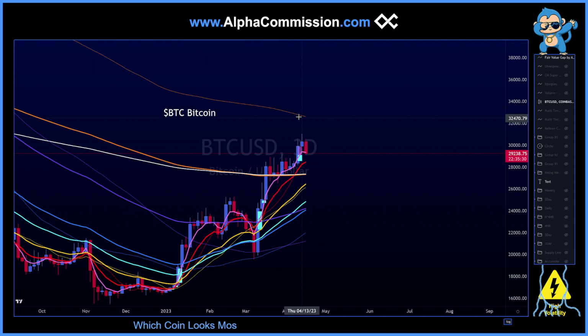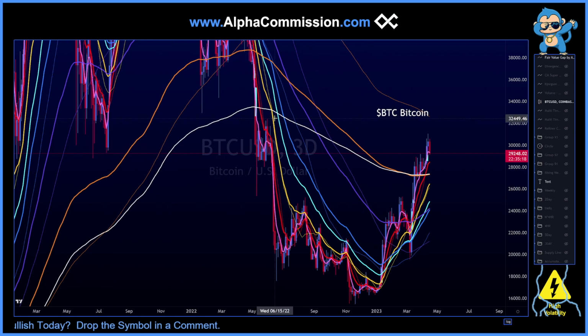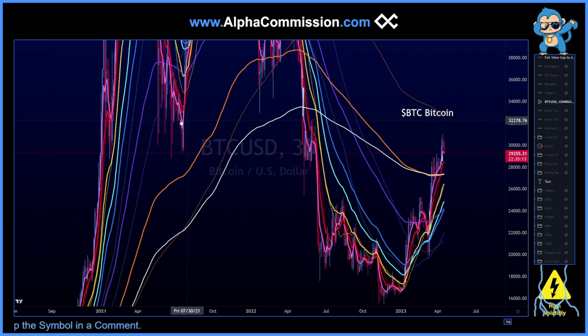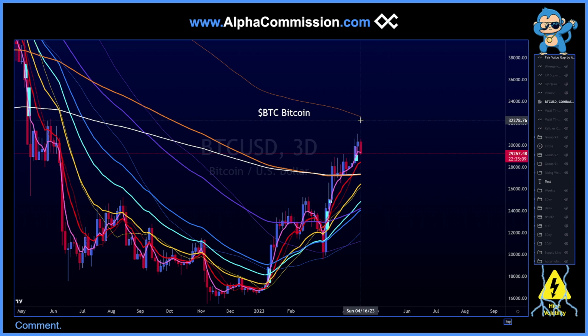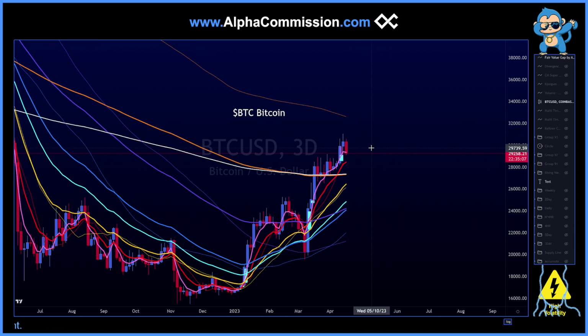The 200 sometimes has a repulsion to it. You don't want to challenge that. And so if we do bump our head on this thing, it could be a hard limit somewhere around 32,500. And lo and behold, that lines up perfectly with these wicks over here, right? And then also this rejection wick over here. And so that would be a good place for us to get a heavier rejection.